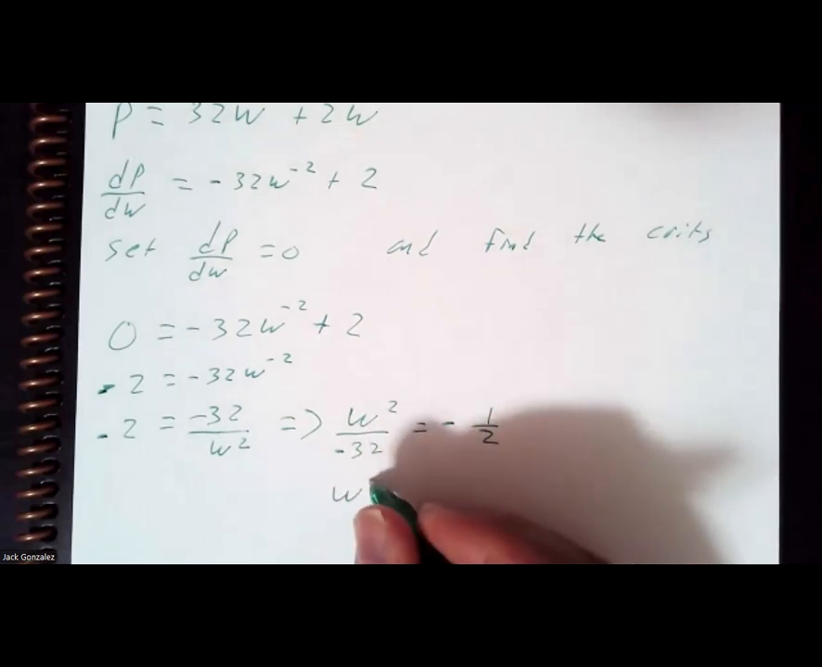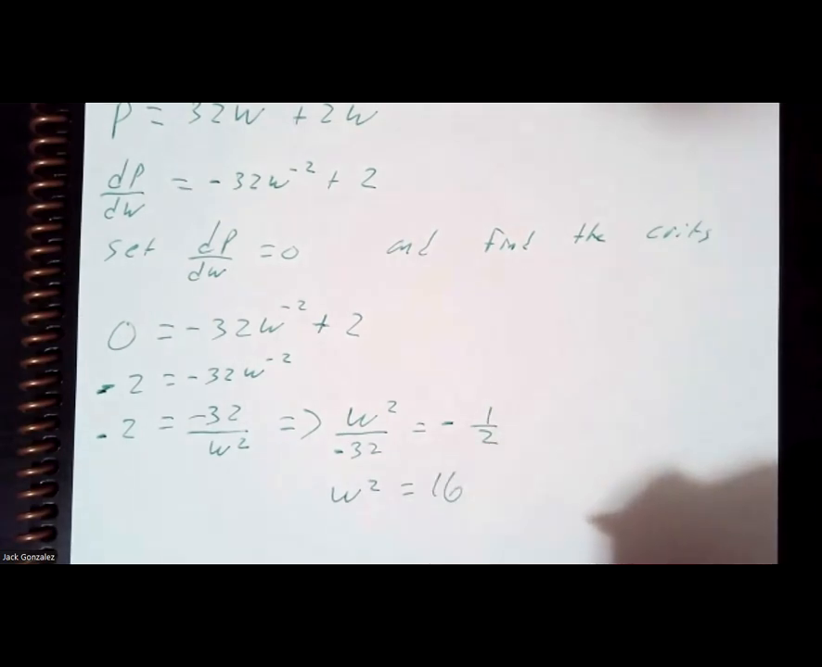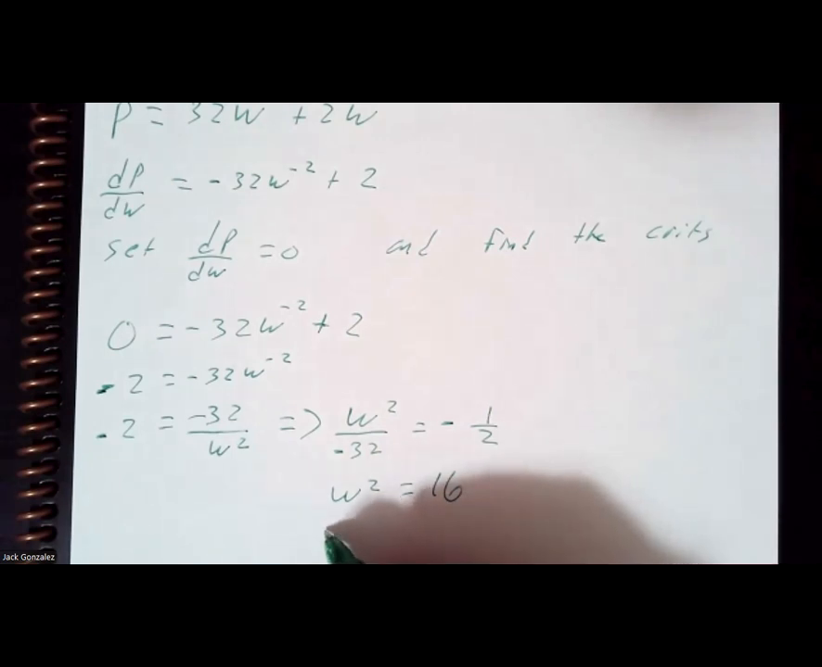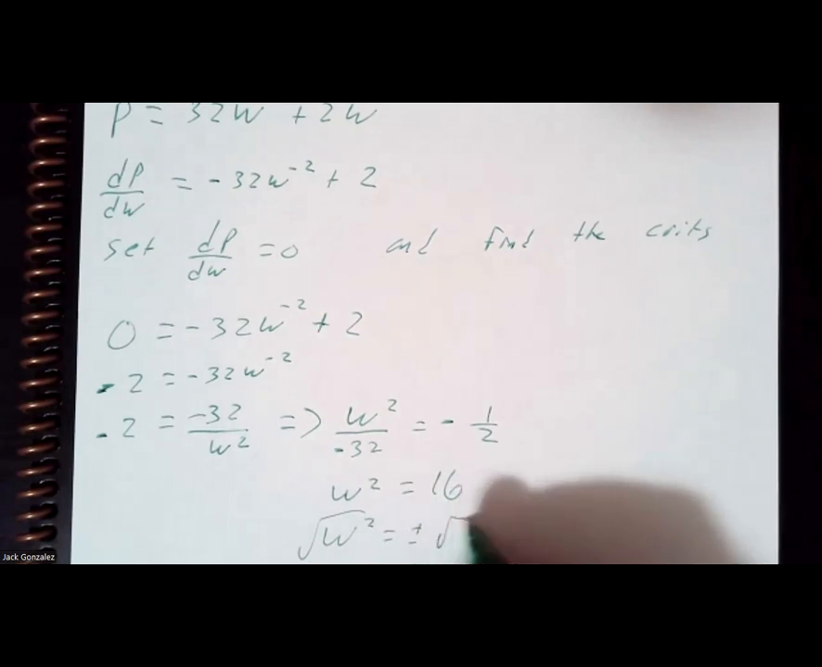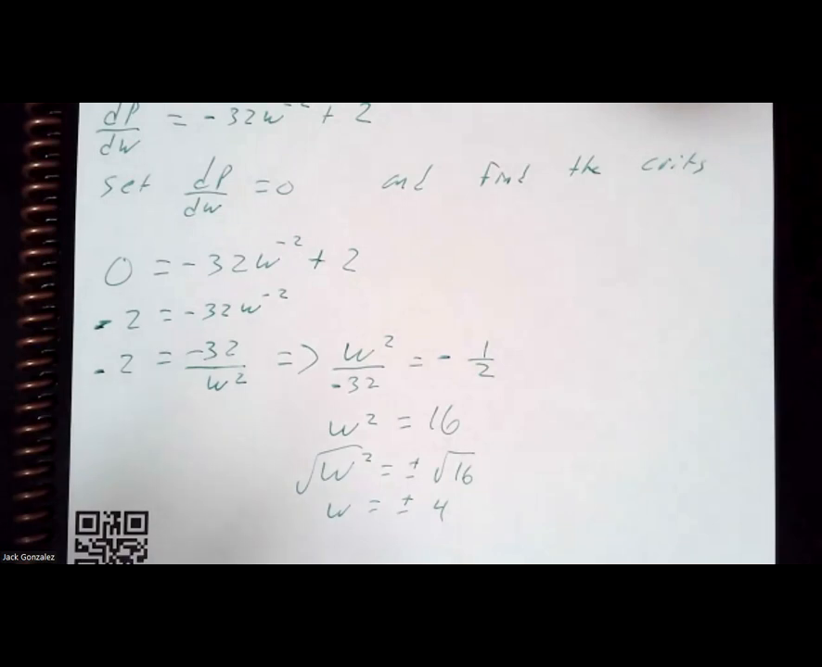That'll give us W squared equal to positive 16. Square root both sides would give us plus or minus 4. All right. Finally, that one was a little weird, but it's just the algebra, right? We have W equal to 4 and negative 4. Okay. Can I use negative 4? Does that even make sense?